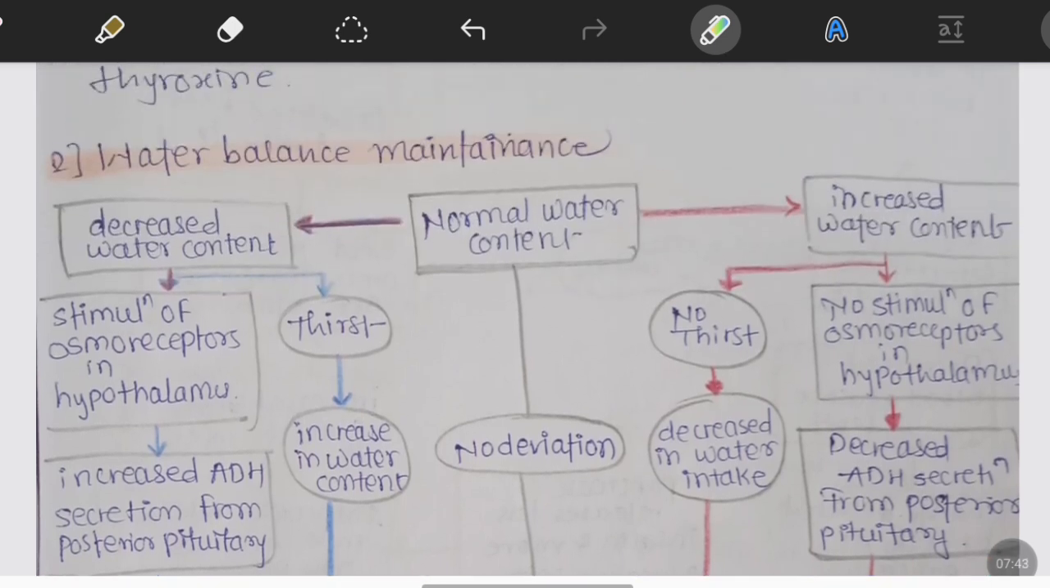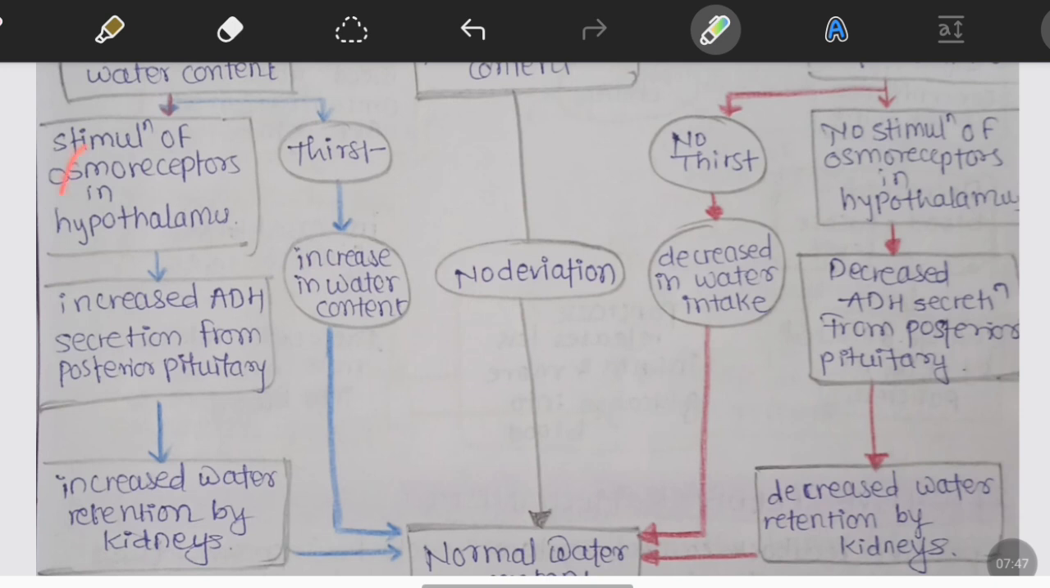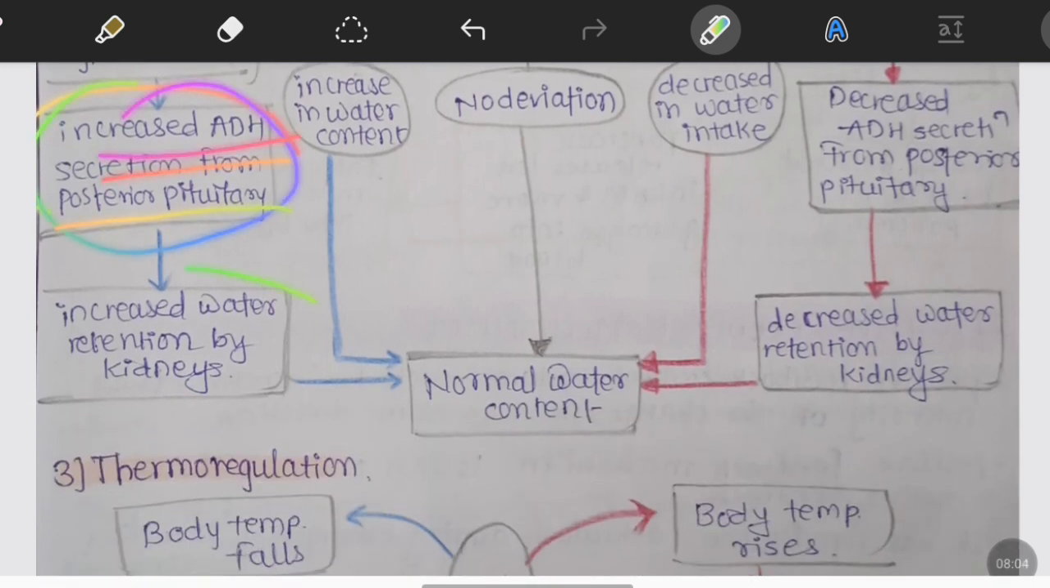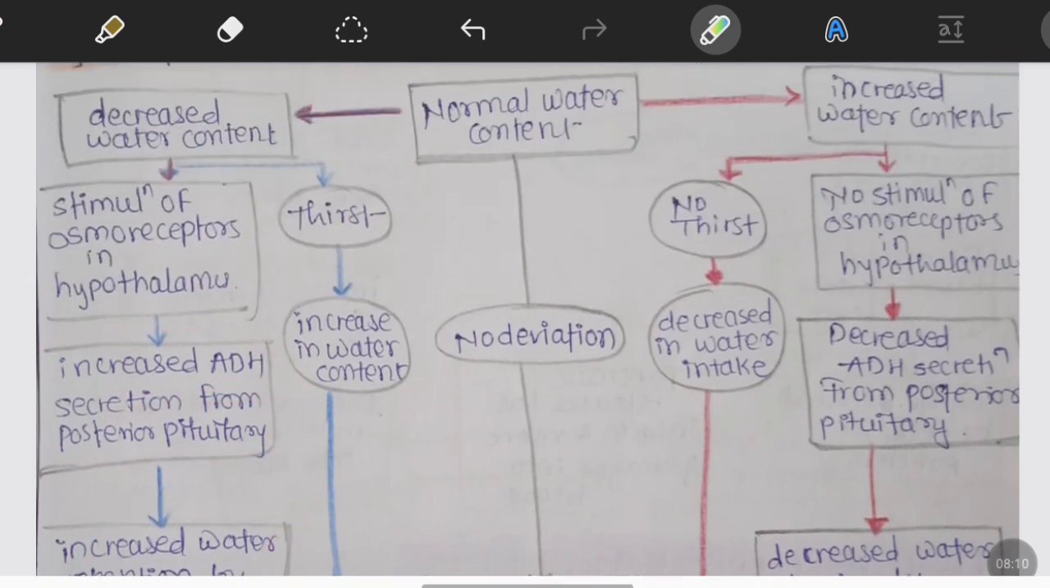And if there is a decrease in the water content of our body, then there is stimulation of osmoreceptors in the hypothalamus that causes thirst, and an increase in water content if we drink water, and then there is increased ADH secretion from the posterior pituitary, increased water retention by the kidneys, and finally normal water content in our body.